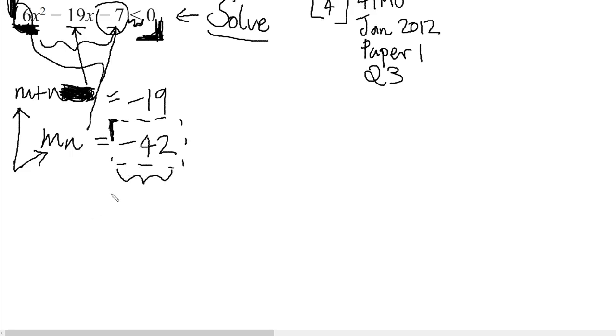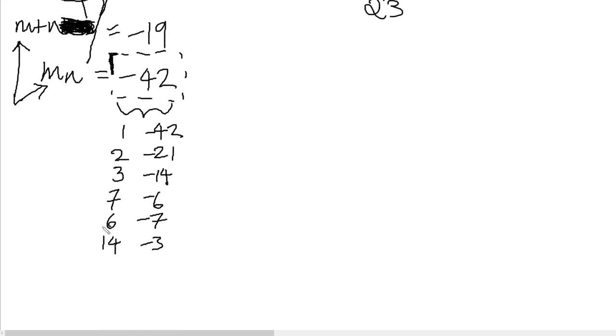So for instance, for minus 42, we can list out the factors of 42 and their sort of complementary factors that multiply into this number. So there's 1 and 42, 2 and 21, or 1 and minus 42, 2 and minus 21, 3 and minus 14, 7 and minus 6, 6 and minus 7, 14 and minus 3, 21 and minus 2, 42 and minus 1. And these are sort of possible values of M and N.